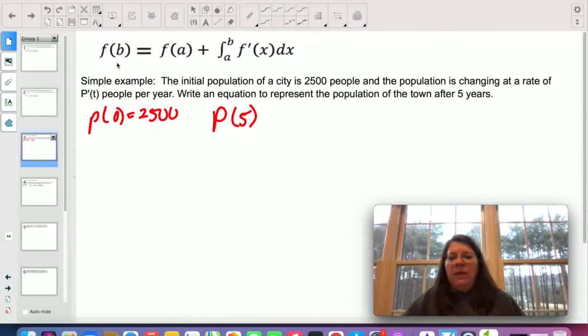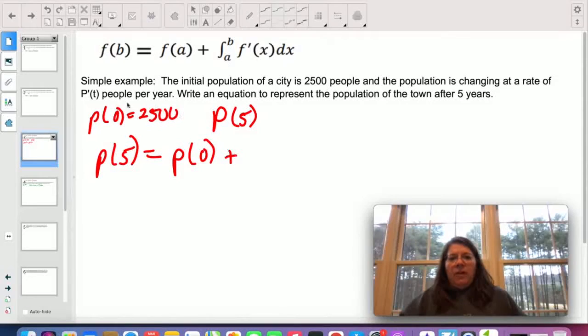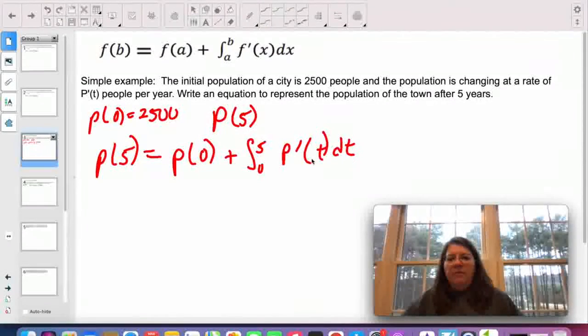So f of b, or the right side endpoint, the endpoint after 5 years, p of 5, is equal to p of 0 plus the integral of that rate of change. So it's the integral from 0 to 5 of p prime of t dt. This is the function that we're looking for. They gave us an endpoint. This is the net change from the beginning of the problem. If we add those two together, we will end up with the final answer at the end of the problem.